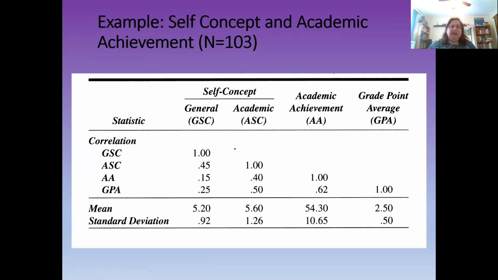So let's look at an example together. We're going to look at self-concept and academic achievement in 103 people. So here's just some correlations to start off. We have general self-concept, academic self-concept, academic achievement, and grade point average. So we have some nice correlations up here, and we have some means and standard deviations down here.